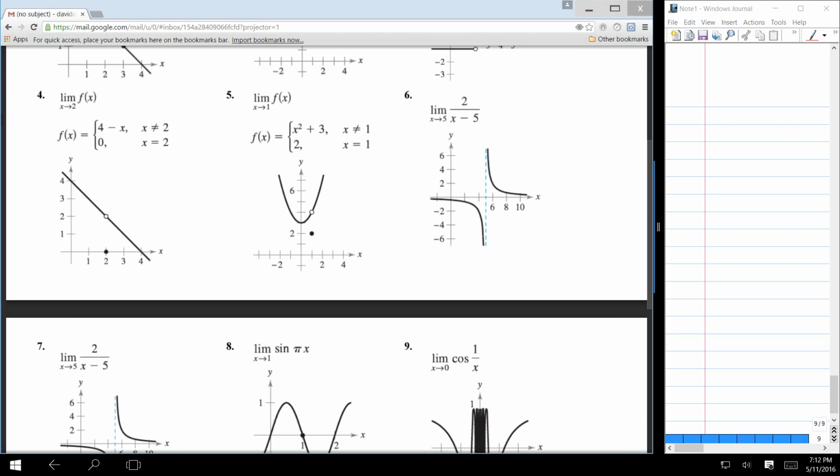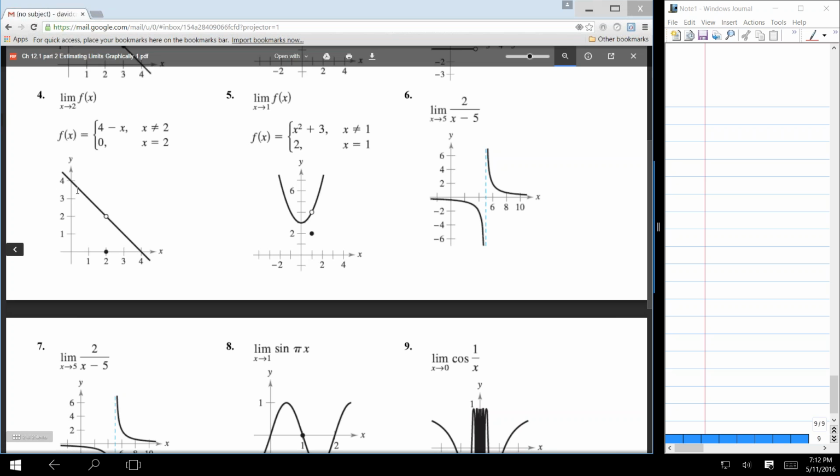Would it be 0? No, it does not exist because it's different. What's the limit from the left? From the left, it'll be does not exist. I can jump on this function and start heading towards the number 2.